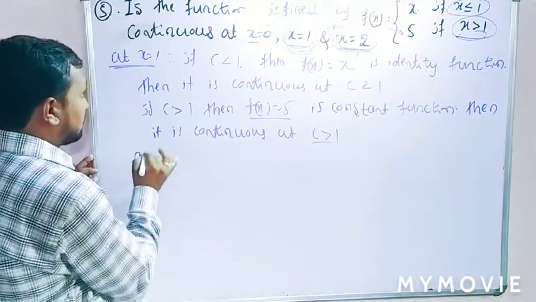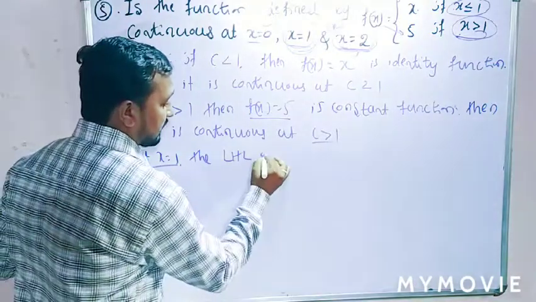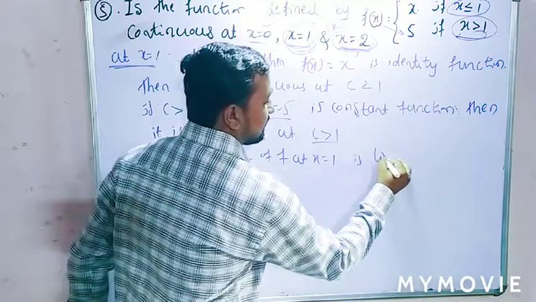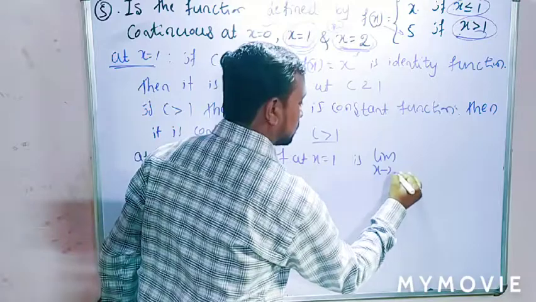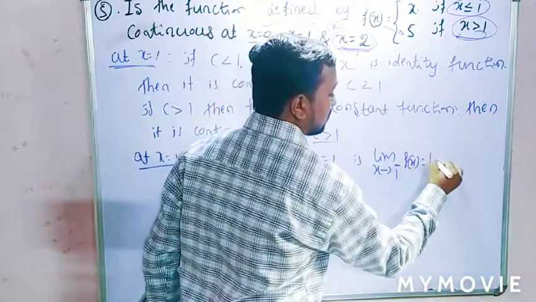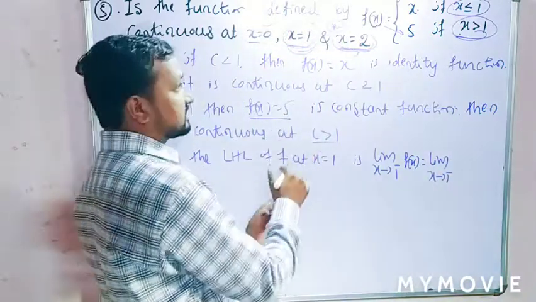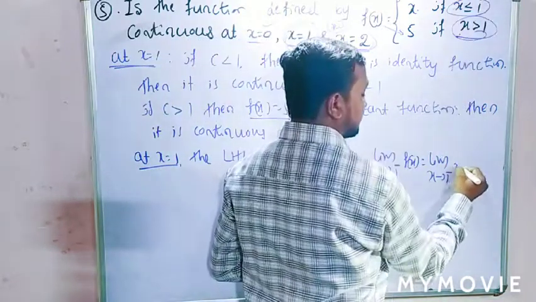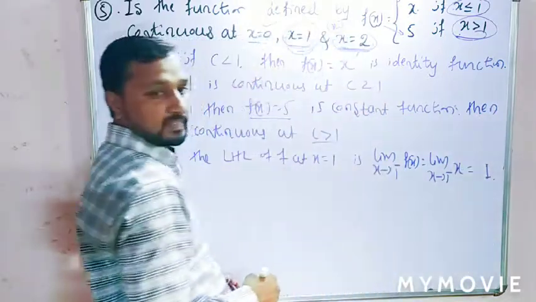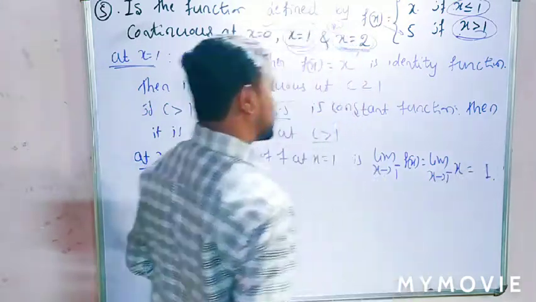So at x equal to 1, the LHL of f is the limit of x tends to 1 minus, this is the symbol of LHL, f of x, which is equal to the limit of x tends to 1 minus of what is your f of x? For the LHL, we take the value less than 1, that is x. Apply the limit, so we got 1.